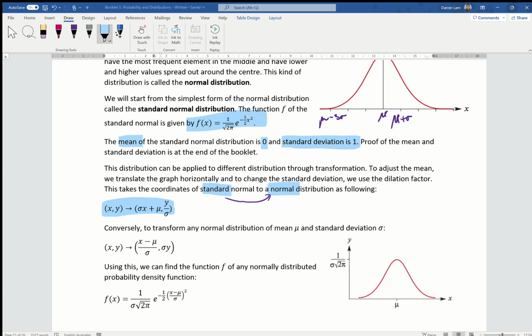If we go the other way, and we go from a normal distribution, and it's missing that word, but it should say to standard, we do the opposite, and we end up with this formula here, where x goes towards x minus average over standard deviation, and y goes towards the standard deviation multiplied by y.